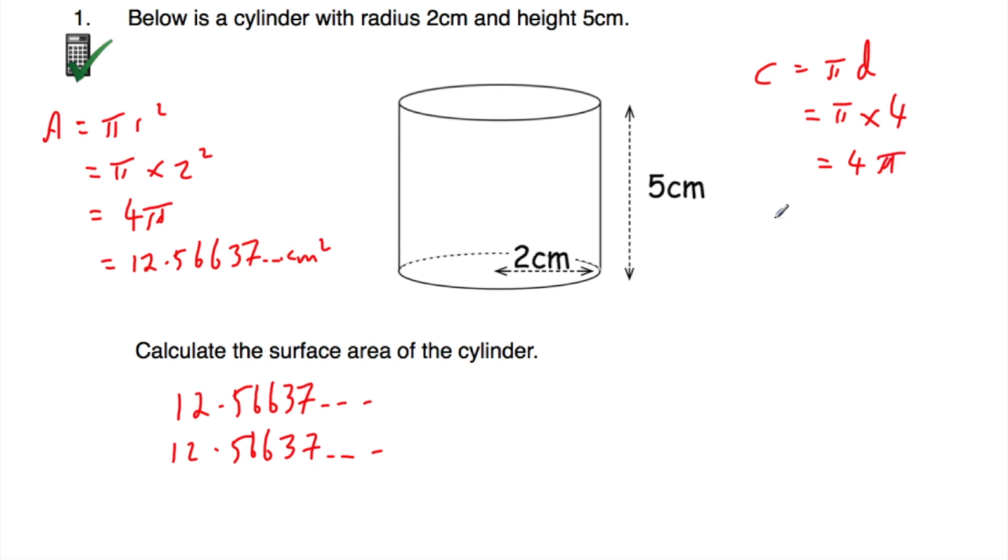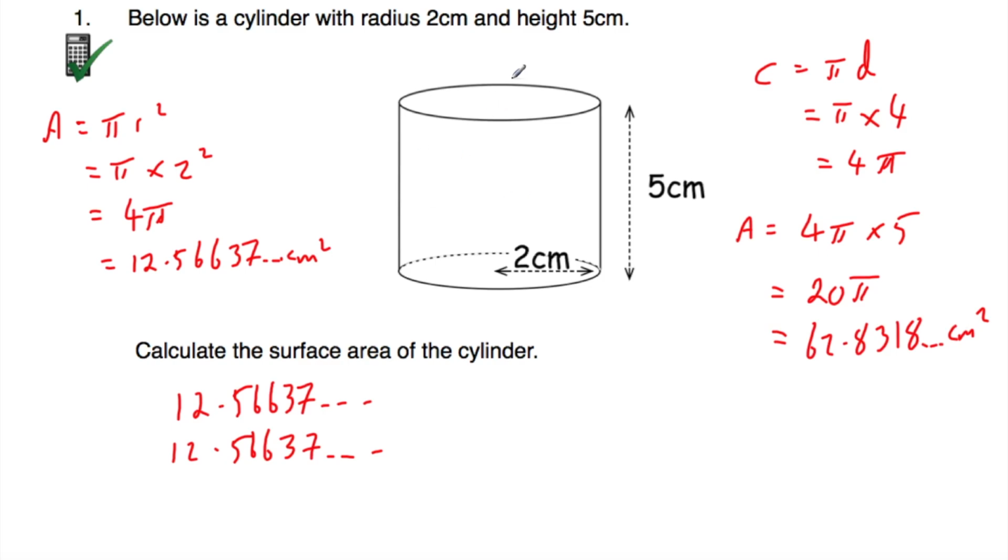So to get the area of that curved face, the area of the curved face would be equal to, it's a rectangle, the circumference times the height of the cylinder. So we're going to do 4 pi multiplied by 5. And 4 pi times 5 is equal to 20 pi. So that's 20 pi, or as a decimal number, 20 pi is equal to 62.8318 and so on centimeters squared.